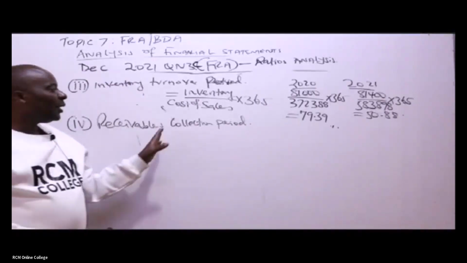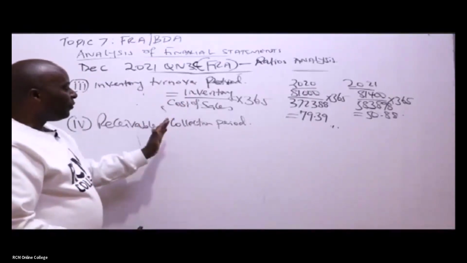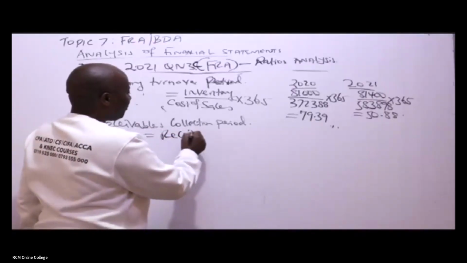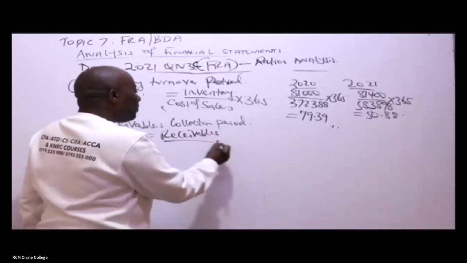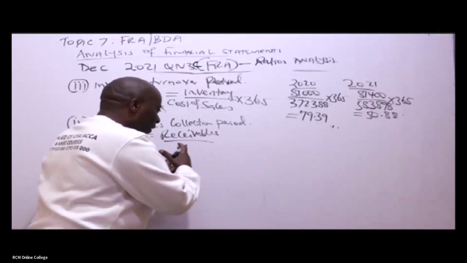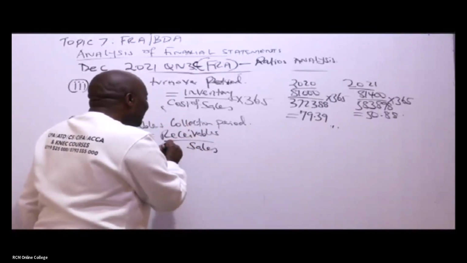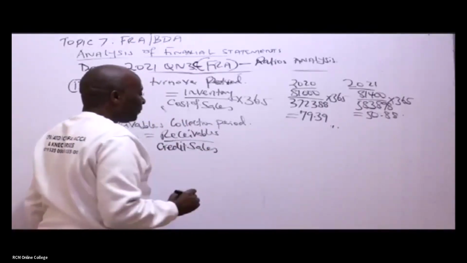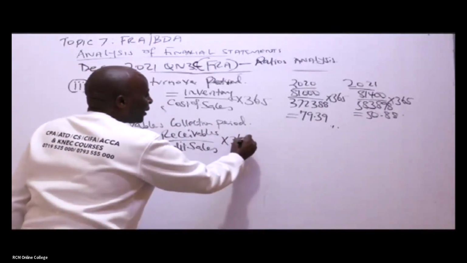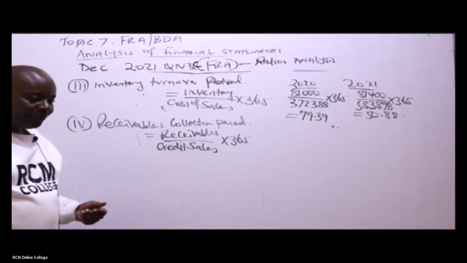Ladies and gentlemen, this one is very close and similar to the inventory period. So here, I will take receivables, what I expect to receive. But remember, what I expect to receive is a function of sales. So I can't divide by cost, it will be sales. And with sales, to be precise, it is the credit sales, times 365 days. This will become clearer as we progress.